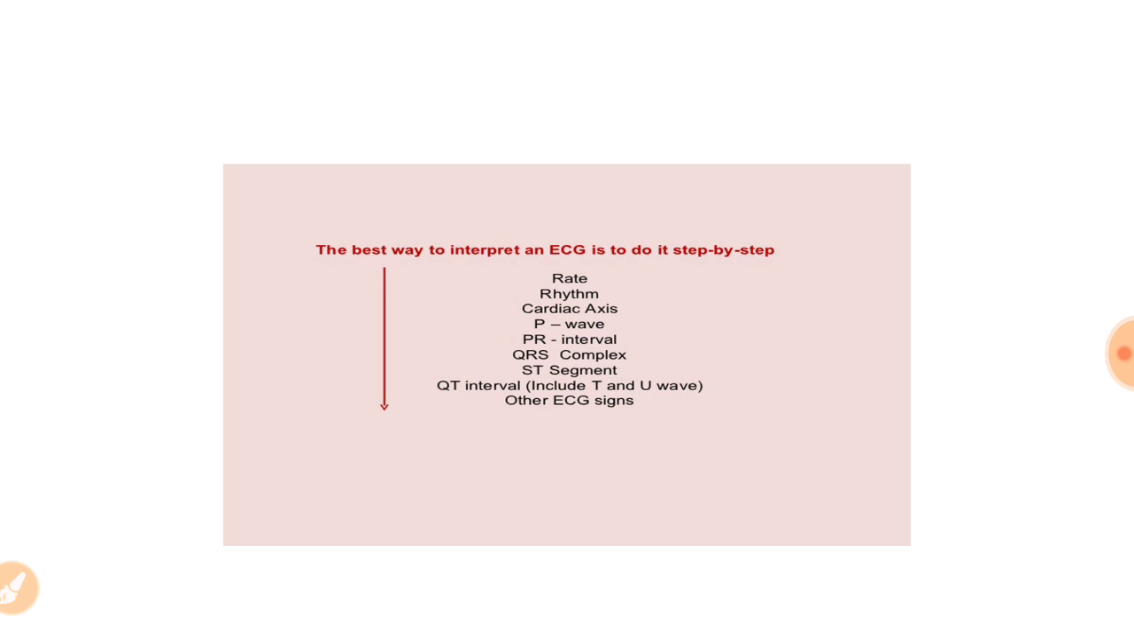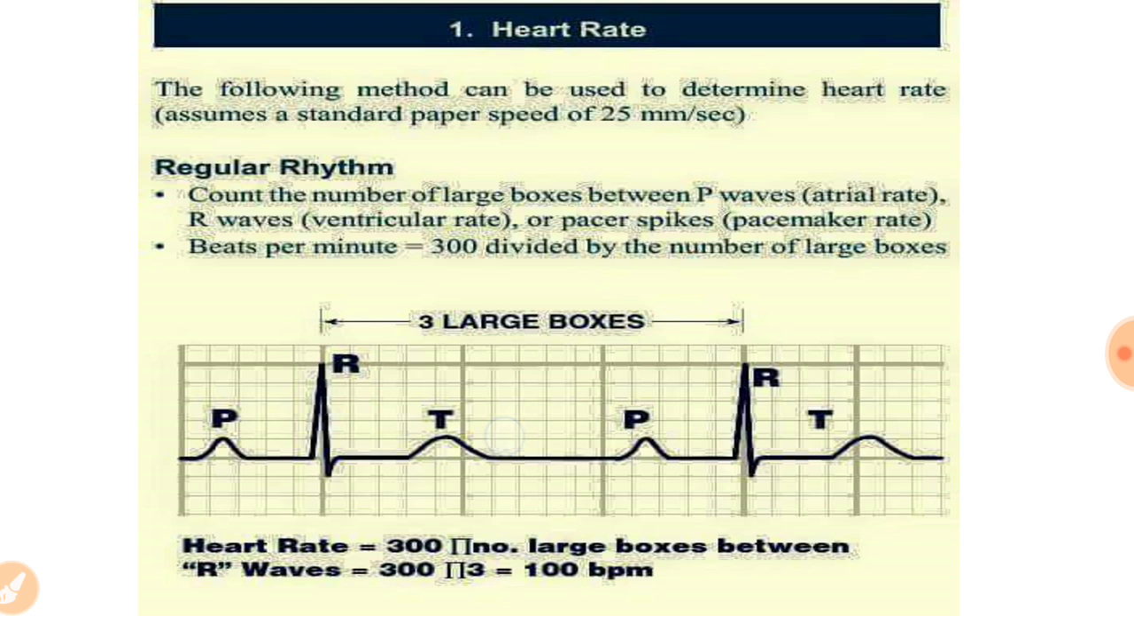Now the best way to see the ECG is to start from rate, rhythm, cardiac axis, and then every wave and interval, so as to identify the diagnosis. Once you get the diagnosis, go right away towards the answer. You need not go further. These steps may seem very long, but once you get the answer, you need not go further.